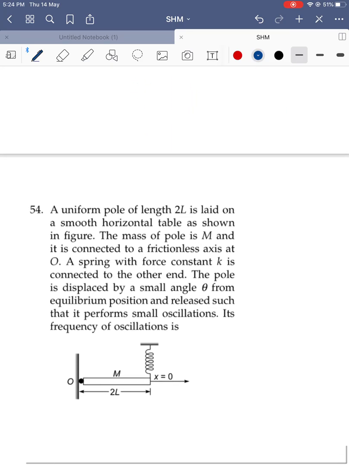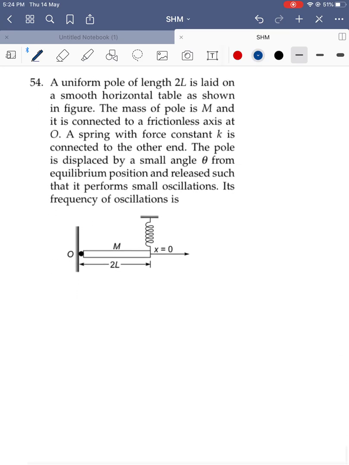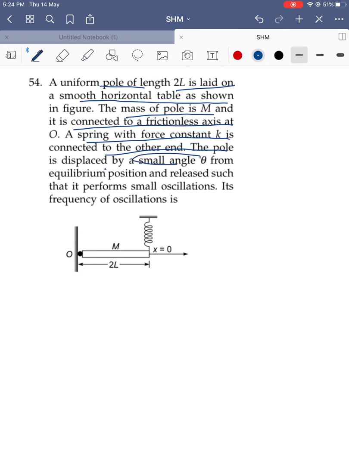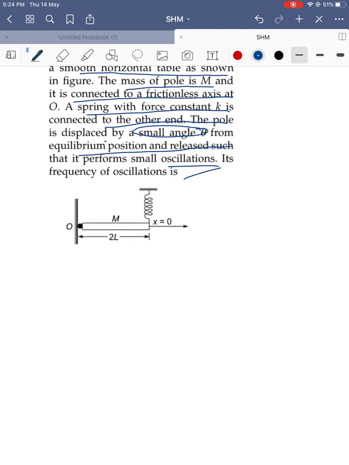Let's see another question. A uniform pole of length 2l. The uniform pole has mass m, on a smooth horizontal table, and it is connected to a frictionless axis. A spring of force constant K is connected to the other end. It is displaced by a small angle theta from equilibrium position and released. For small oscillations, find the frequency of oscillation. Frequency is nothing but 1 by time period. Omega, so he is asking omega. So let's consider what we are supposed to do.